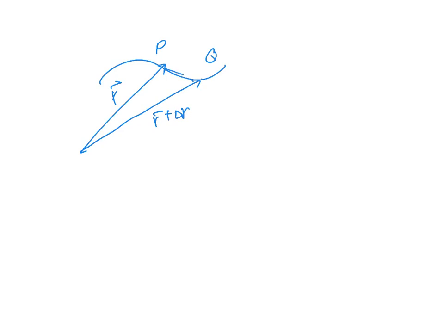So let's go back to the original. We have some curve. This is P. This is Q. R, R plus delta R. This was delta R. So f(Q) minus f(P) was actually the gradient of f dot delta R. And delta R is actually a unit tangent, right? It's tangent to the curve. So delta R is a tangent vector.